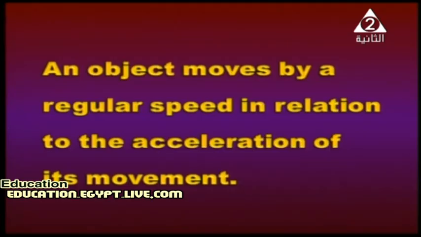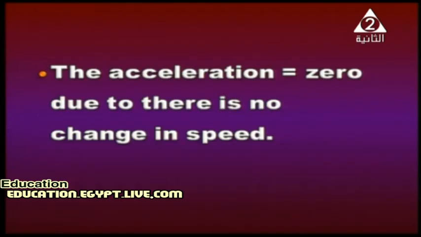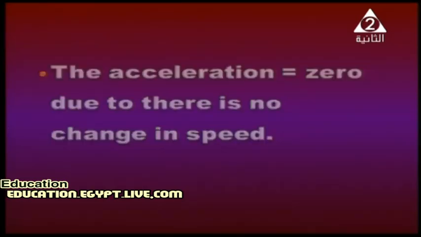An object moves with regular speed; what about the acceleration of its movement? If the body moves with regular or uniform speed, its acceleration will equal 0, due to there being no change in the body's speed during constant, regular, or uniform speed.